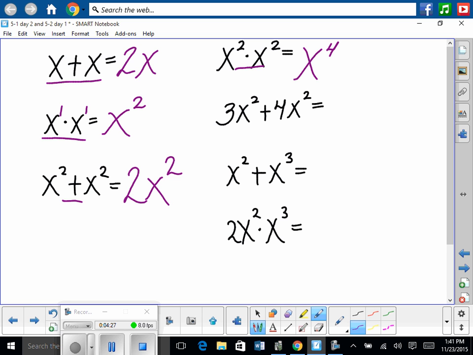3x squared plus 4x squared. Well, that's 7x squared. 3 plus 4 is 7, and we're dealing with x squared. Very good. Are we okay so far? Okay, what about x squared plus x cubed? Can we do it? To the 5th. Oh, no, never mind. What is it?